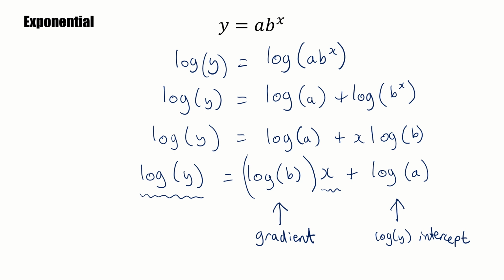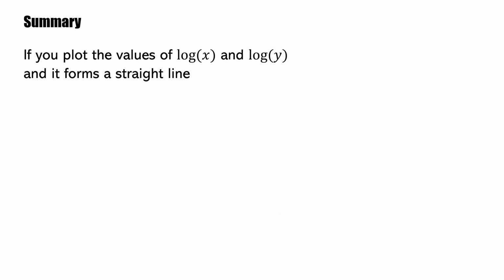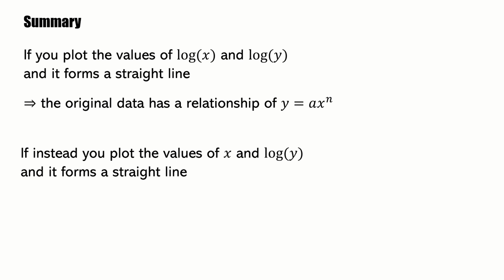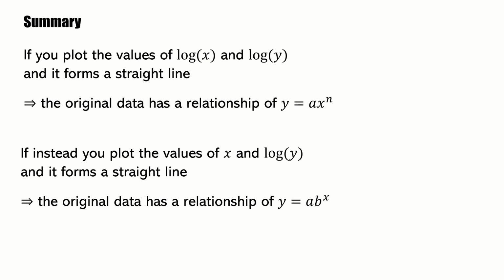And the y-intercept, but again technically it's the log y-intercept, is going to be given by the value of log of a. So in summary, if you want to know what type of curve models your data, then if you plot the values of log of x and log of y and it forms a straight line, then you know the original data is of the form y equals a lots of x to the power of n. Whereas if that doesn't form a straight line, then you know that type of curve isn't suitable. And instead you could also check if the values of x and log of the y values plotted forms a straight line instead, because if that does form a straight line, then you know instead the curve is of the form y equals a lots of b to the power of x. Again, if that wasn't a straight line, then you know that wouldn't be a suitable curve as well.